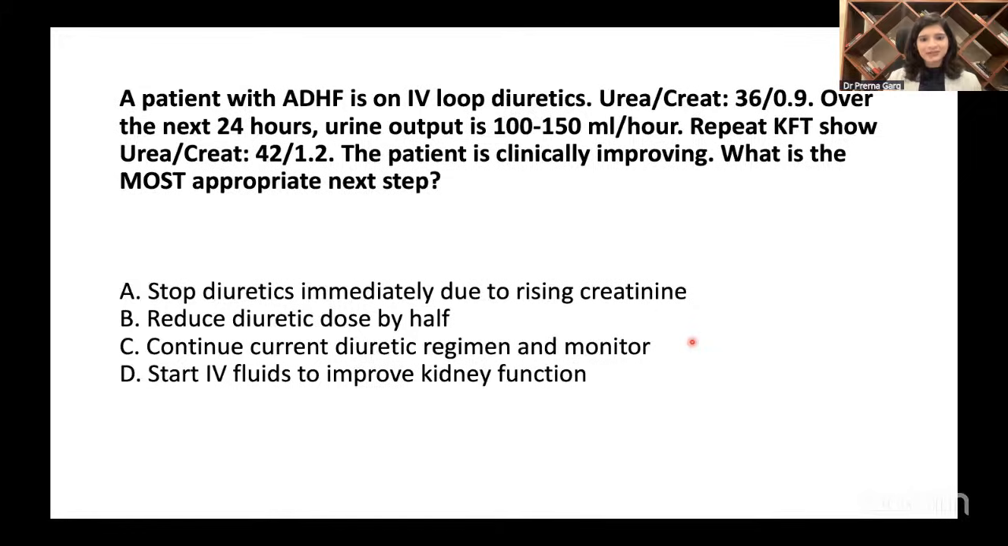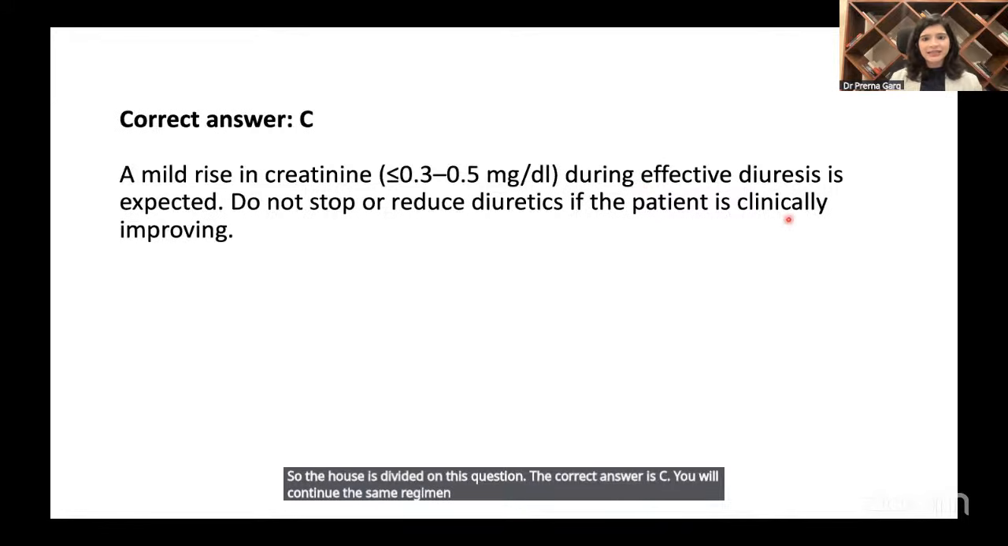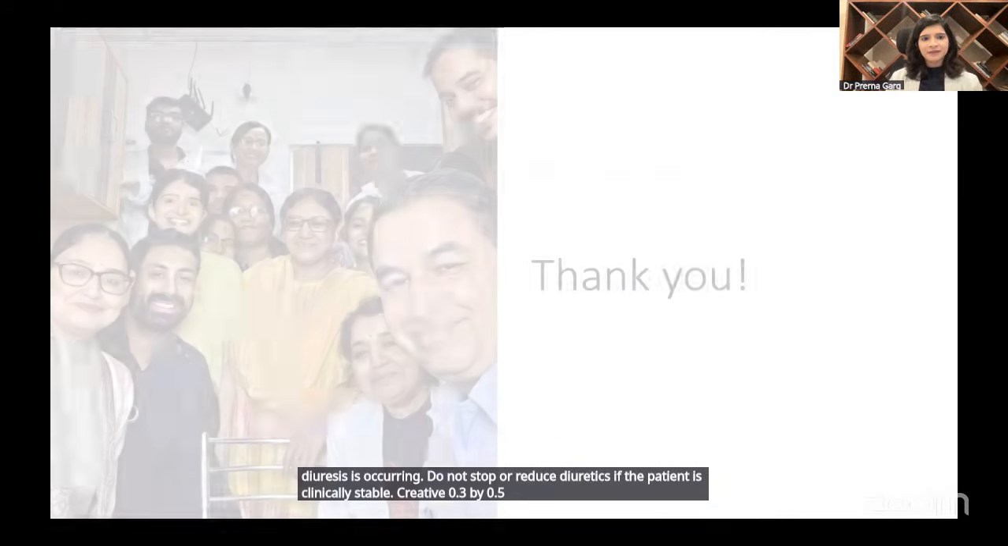So the house is divided on this question. The correct answer is C. You will continue the same regimen. A mild increase in creatinine indicates effective diuresis is occurring. Do not stop or reduce diuretics if the patient is clinically stable. Creat of 0.3 by 0.5 is acceptable.